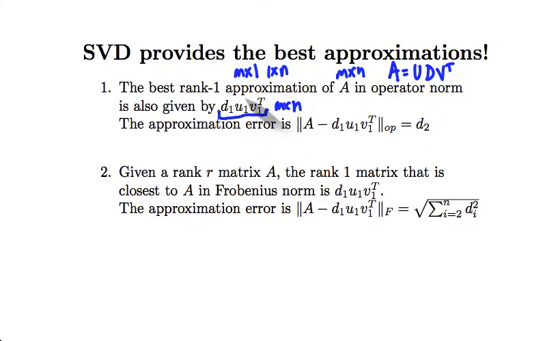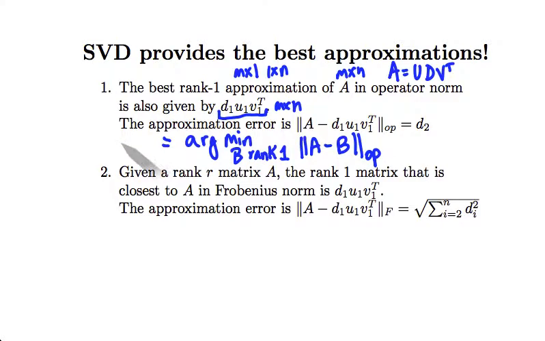And I'm claiming that out of all the rank 1 matrices that exist, the one with the lowest operator norm error is this one. So if I minimize over all B which are rank 1, and I take the operator norm of A minus B, then the minimizer is going to be exactly D1 U1 V1 transpose.